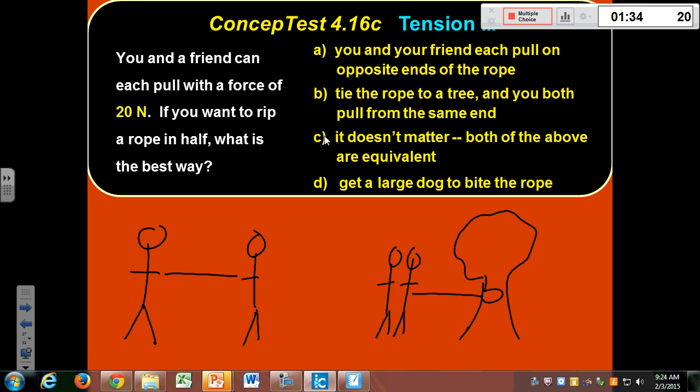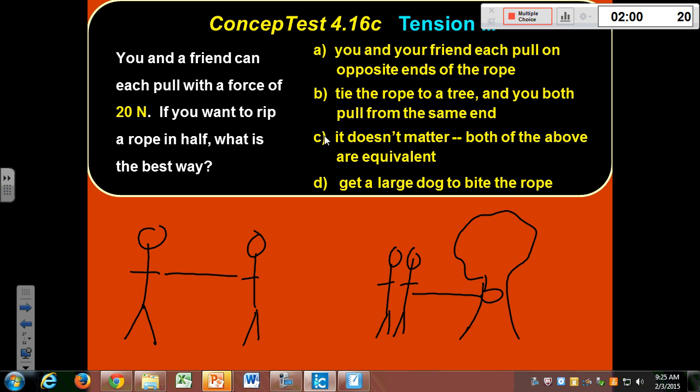I have two guys down here pulling on the same end of the rope, each with 20 newtons in the same direction. So what then will be the tension in the rope? 40 newtons, because I have two forces pulling in the same direction on the rope. So C is not the correct answer. These are not equivalent because in one case I get 20 newtons, in the other case I get 40 newtons.